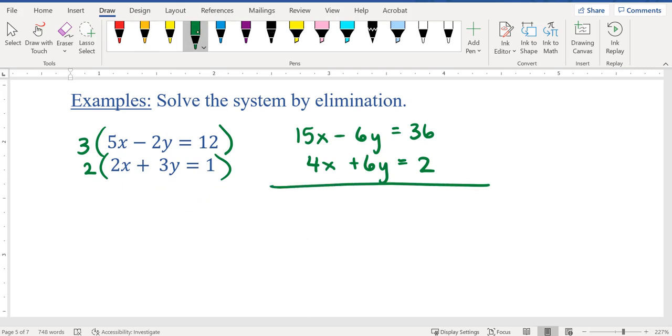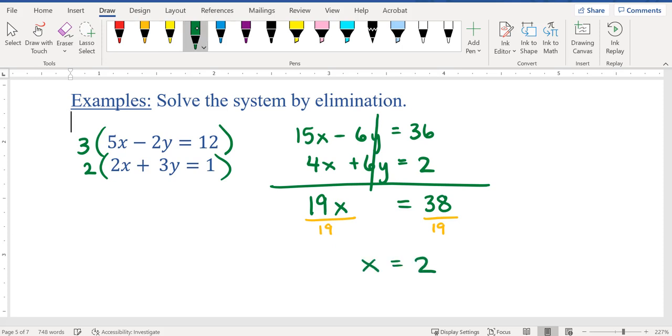what is 15x plus 4x? That's 19x. Negative 6y plus 6y, that's eliminated. That's why we're doing this process, is so we can eliminate one of the variables. 36 plus 2 is 38. To isolate the x, if I divide both sides by 19, I get x equals 2.